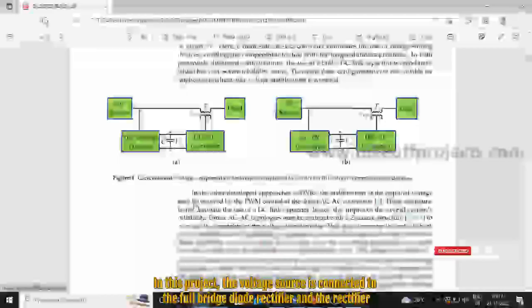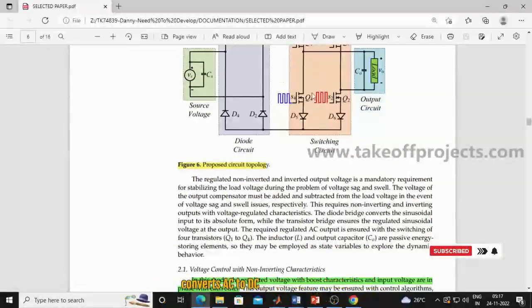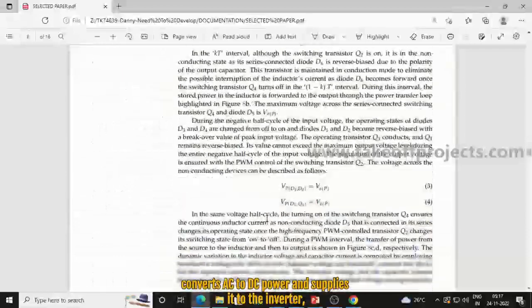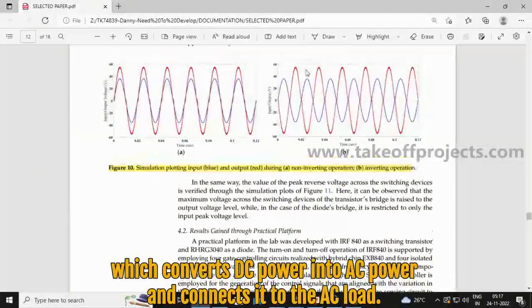In this project, the voltage source is connected to the full bridge diode rectifier, and the rectifier converts AC to DC power and supplies it to the inverter, which converts DC power into AC power and connects it to the AC load.